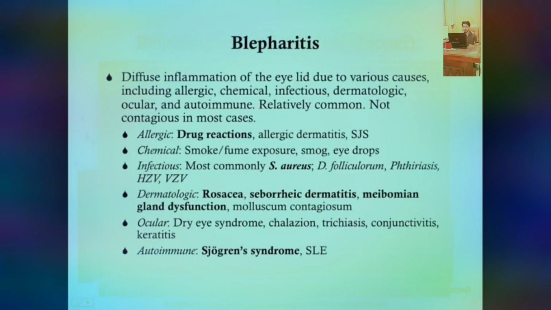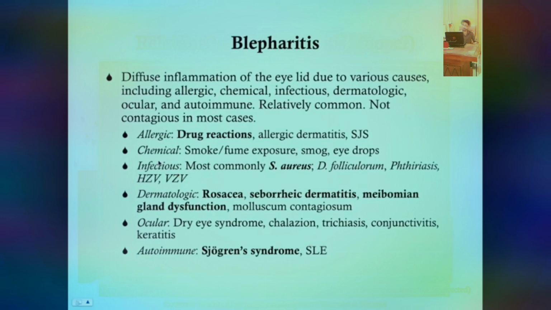Okay, blepharitis is diffuse inflammation of the eyelid. So whereas the chalazion and hordeolum were focal, this is diffuse. This goes across the entire eyelid. And this can be due to a wide range of causes: allergic, chemical, infectious, dermatologic, ocular, and autoimmune. This is relatively common, and in most cases, it's not contagious. So some of the allergic causes can be drug reactions, allergic dermatitis, Stevens-Johnson syndrome. The ones I have in bold here are some of the more common causes.